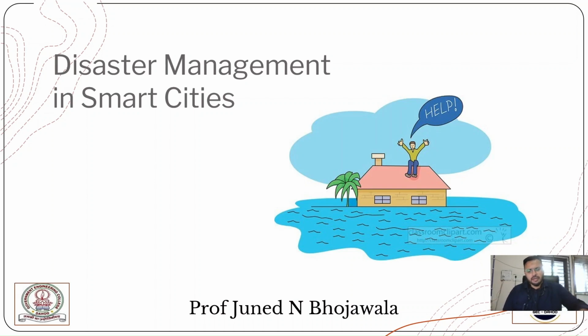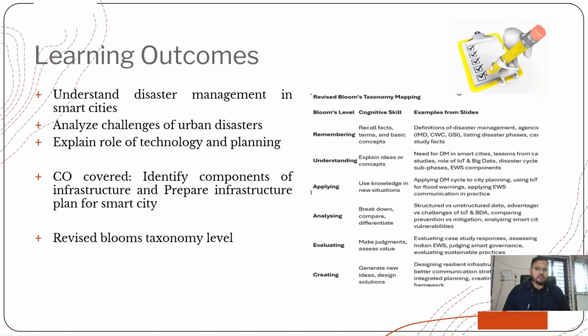So now let's start. The first and foremost thing is the learning outcomes of this lecture. We will be understanding disaster management in smart cities. The challenges will be analyzed for urban disasters. What is the role of technology in planning for this disaster? The course outcome which will be covered here is identifying the components of infrastructure and preparing an infrastructure plan for a smart city. This course outcome will be addressed here.